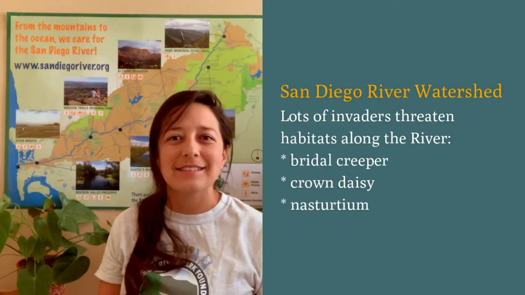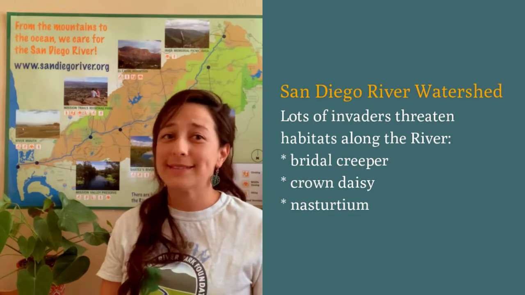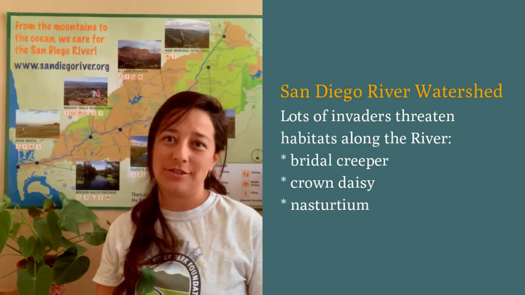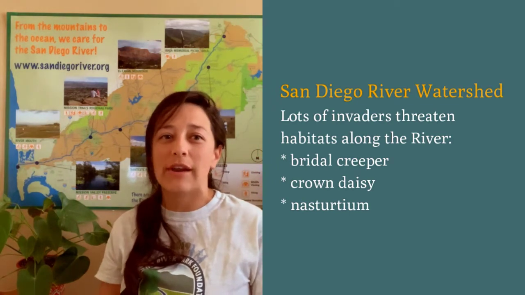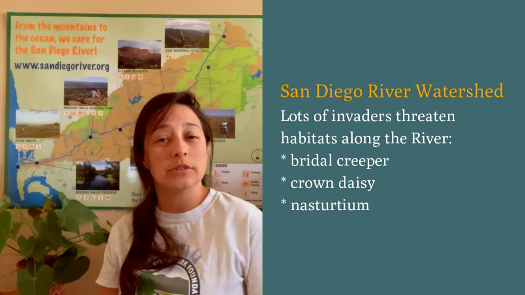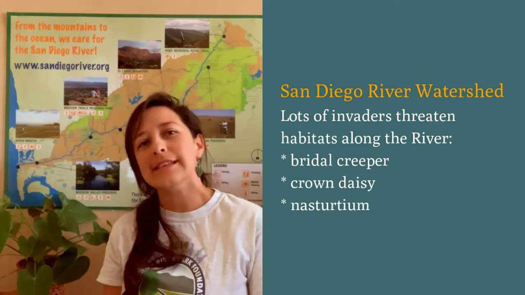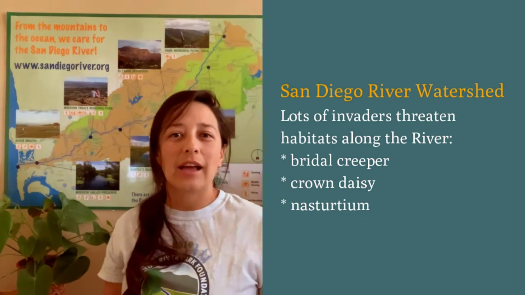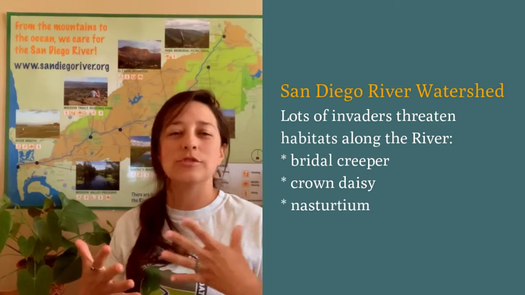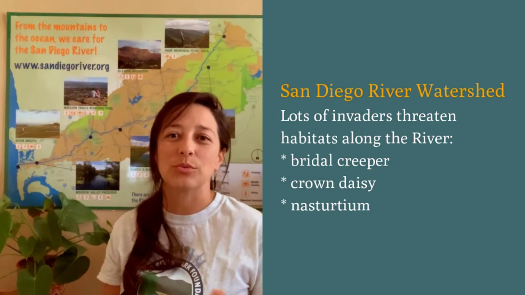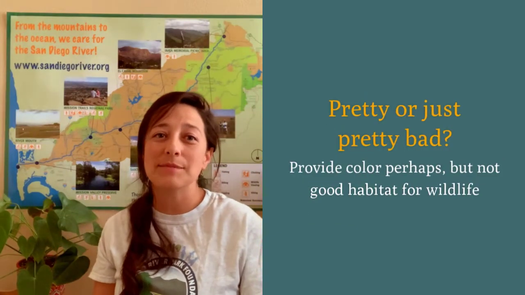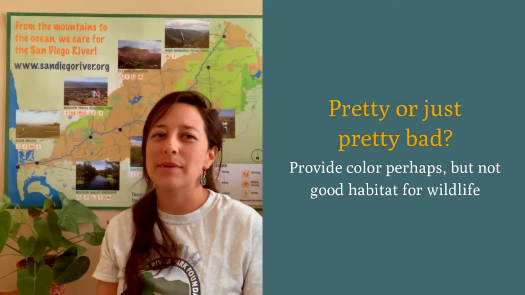You live in the San Diego River watershed, and you guessed it, it has many plant invaders. Along the San Diego River, there are several invasive species that threaten our habitats. Some are seasonal, like bridal creeper, crown daisy, and more, which overcrowd native flora and do not provide good quality habitat for wildlife. And some become a fire hazard when they dry up in the summer.